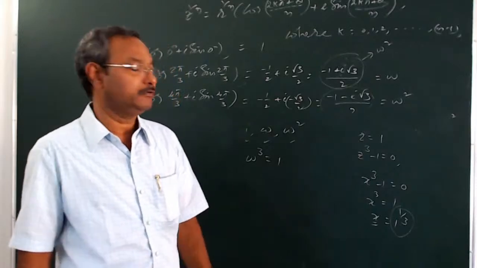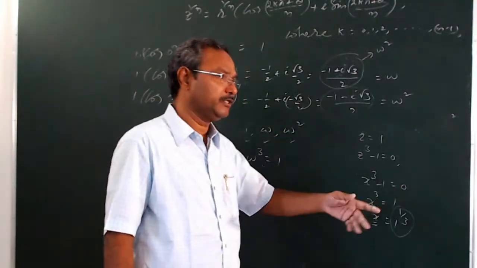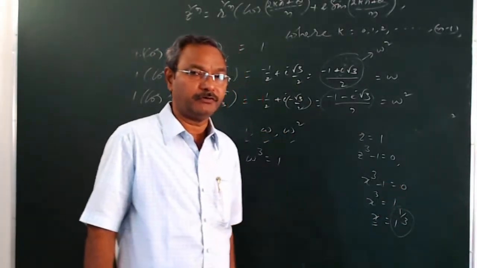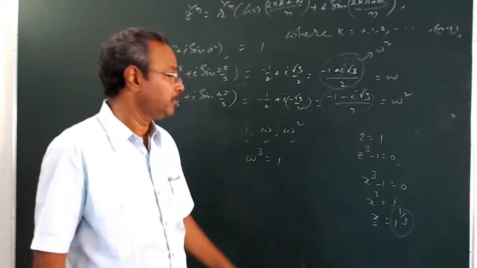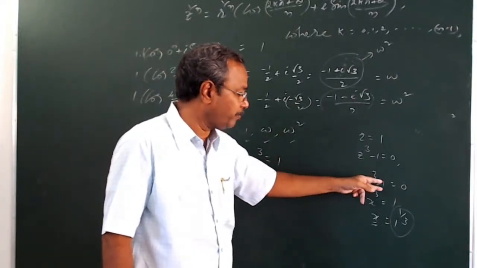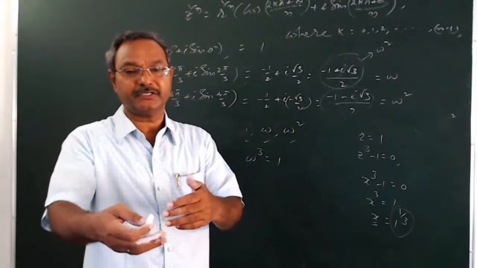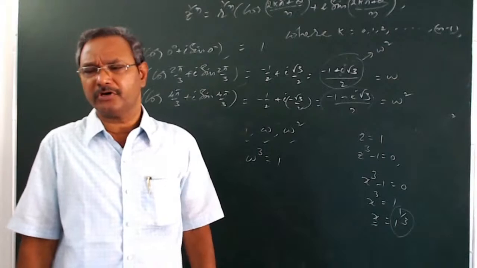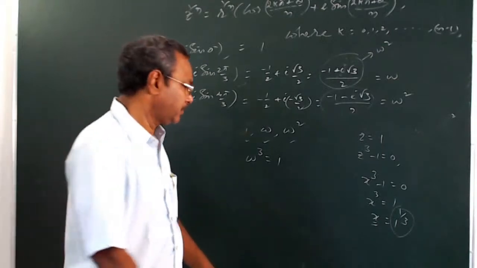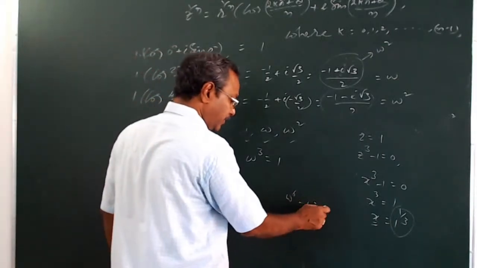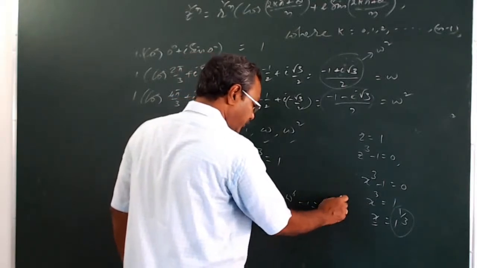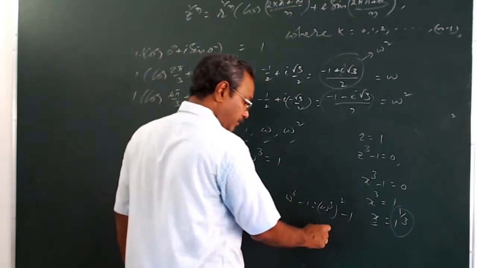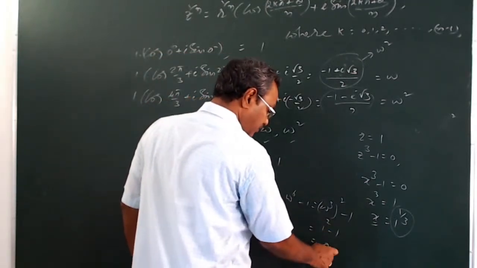So 1 cube minus 1 should be 0. That is pretty clear. Omega cube minus 1 equal to 0. That means omega cube is equal to 1. And omega square cube minus 1, which is omega to the power of 6 minus 1, equal to 0. Why is omega to the power of 6 minus 1 equal to 0? Because omega to the power of 6 minus 1 can be written as (omega cube) square minus 1. And already we have observed that omega cube is equal to 1. So 1 square minus 1, which is clearly 0.